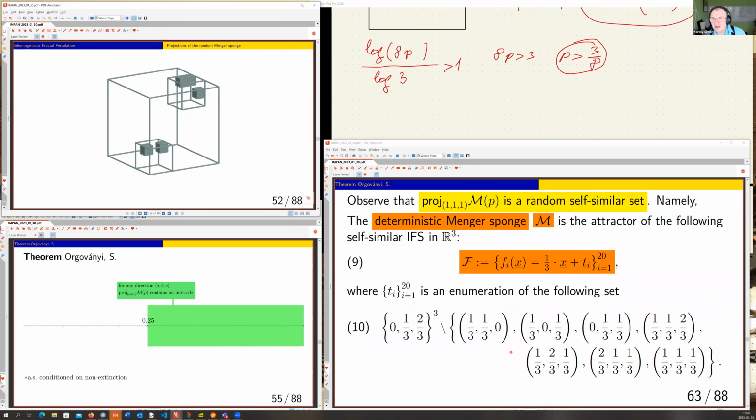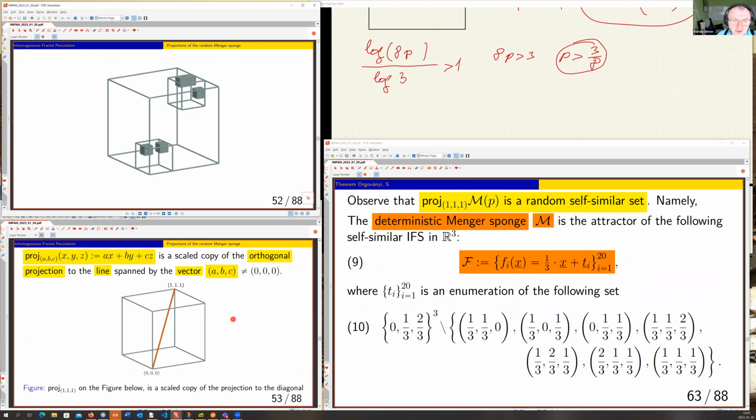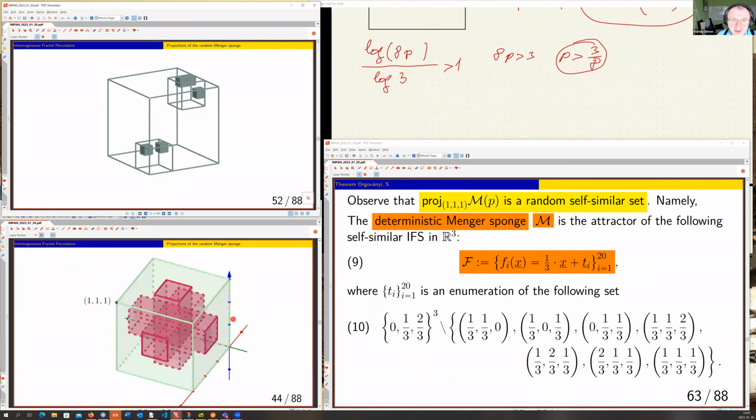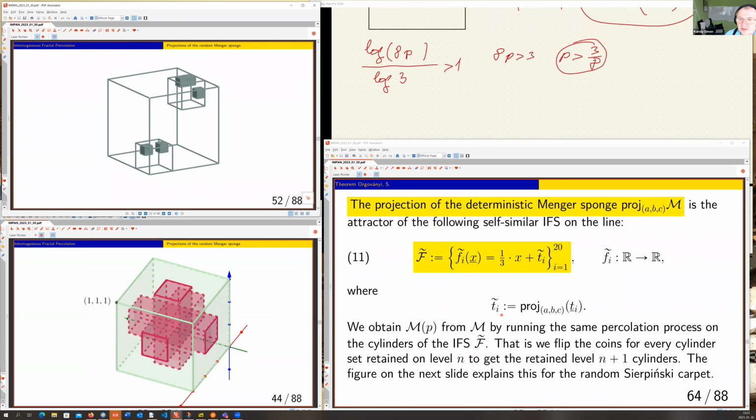So this is just the iterated function system which gives you the Menger sponge. This is 1/3 x plus the translation, where the translations are all possible translations except the coordinates of the Quasimodo. So the coordinates of the Quasimodo are named over here. These are the left bottom corner of the Quasimodo. Okay. And then this is the projection.